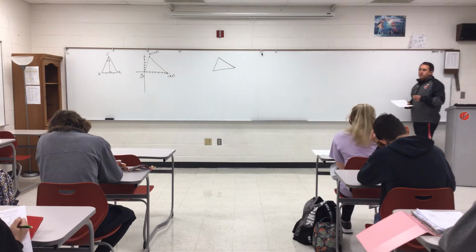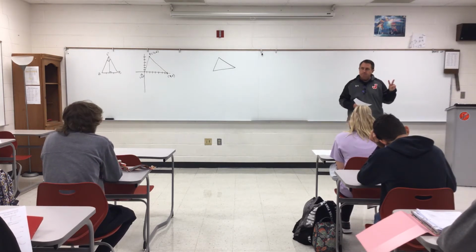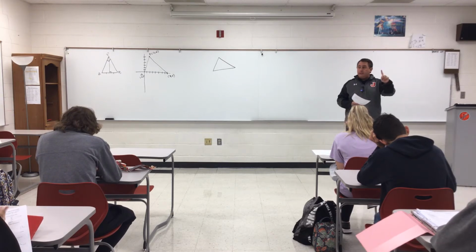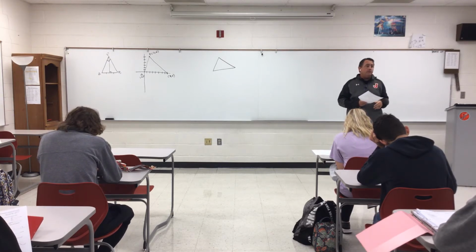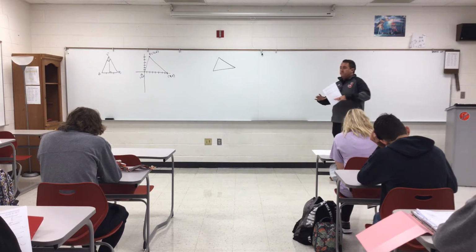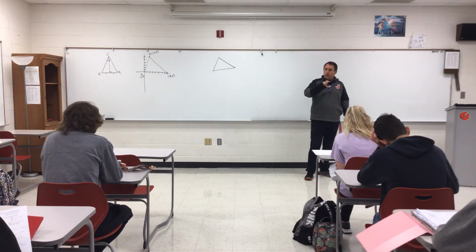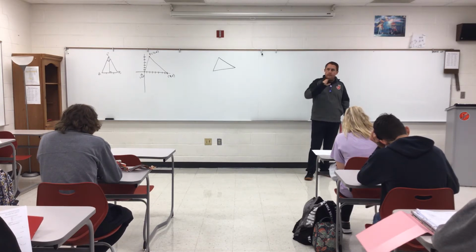What's special about the centroid? Two things. Anybody remember any of them? The center of gravity. Okay, so it is a center. It's a center of gravity. That means it would balance the entire triangle. And then what ratio does it break up the median into? 2 to 1. So it makes a double part and a single part.